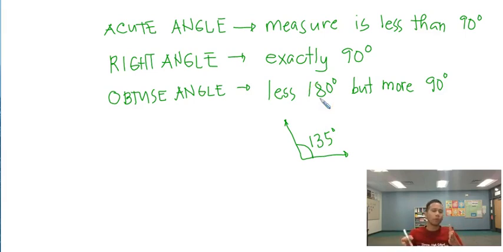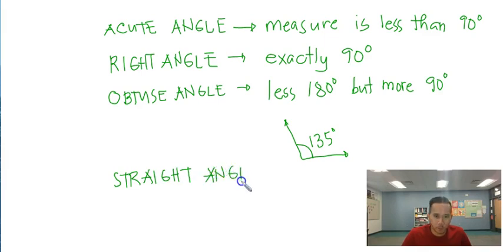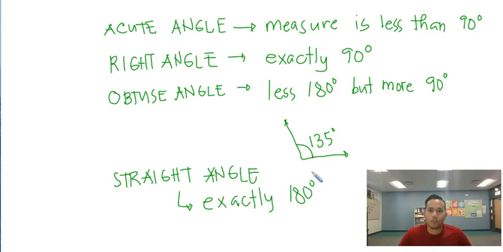It will not be equal to 180 degrees, because if the angle is equivalent to 180 degrees, we call it a straight angle. The measurement of a straight angle is exactly 180 degrees. So those are the types of angles based on their measures.